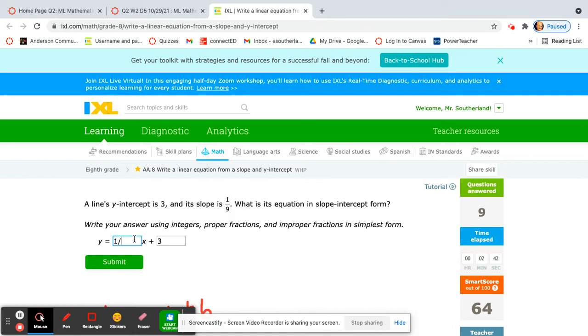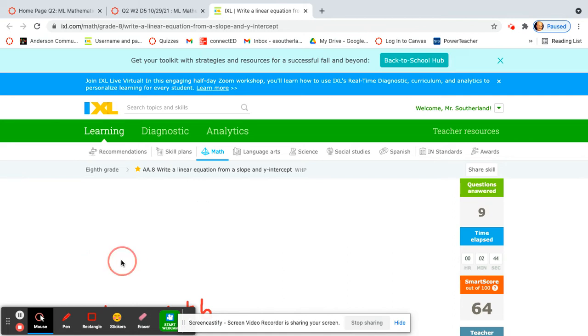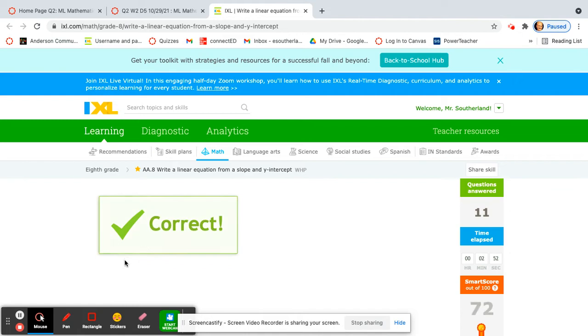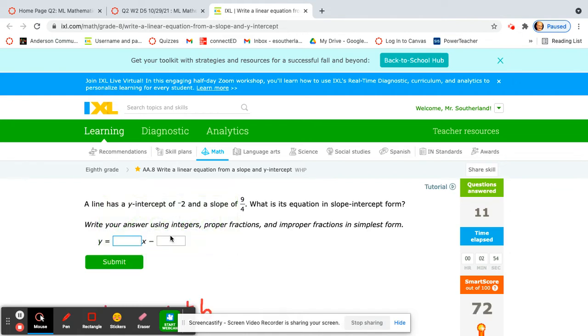The slope is here. Slope is here, 5/6. The y-intercept is here. Again, the y-intercept is -2. They've given you the negative sign. Just put 2. The slope is 9/4.